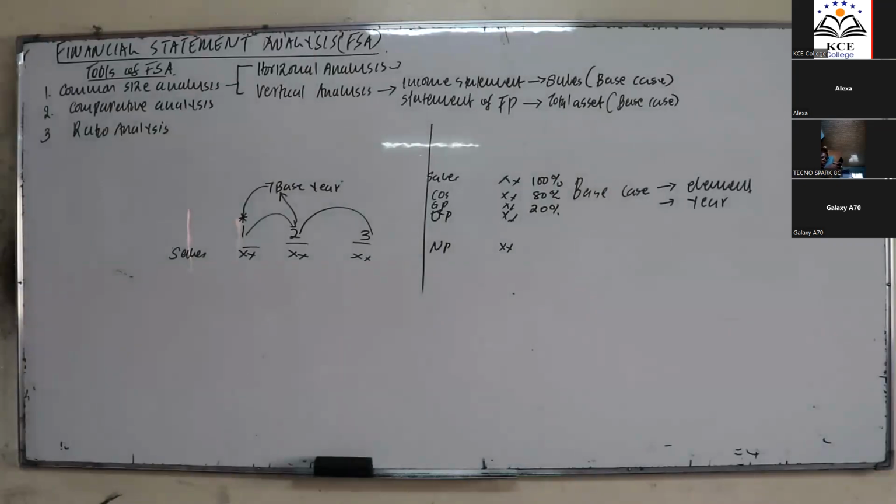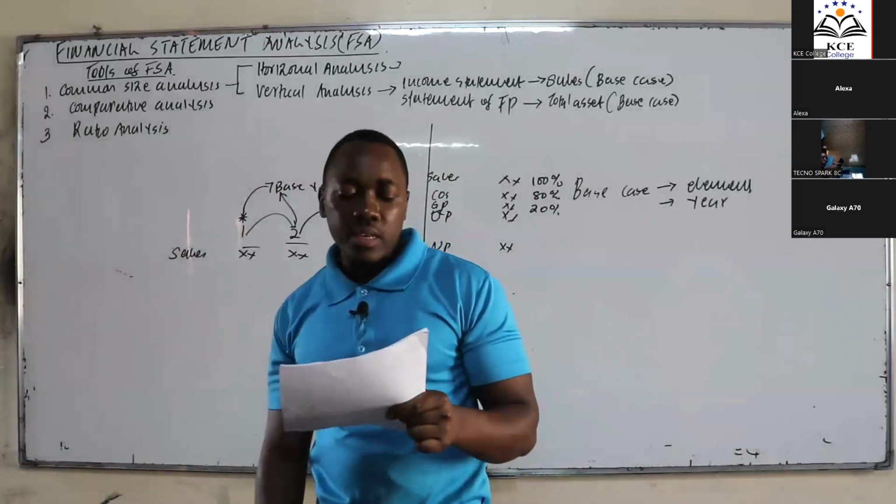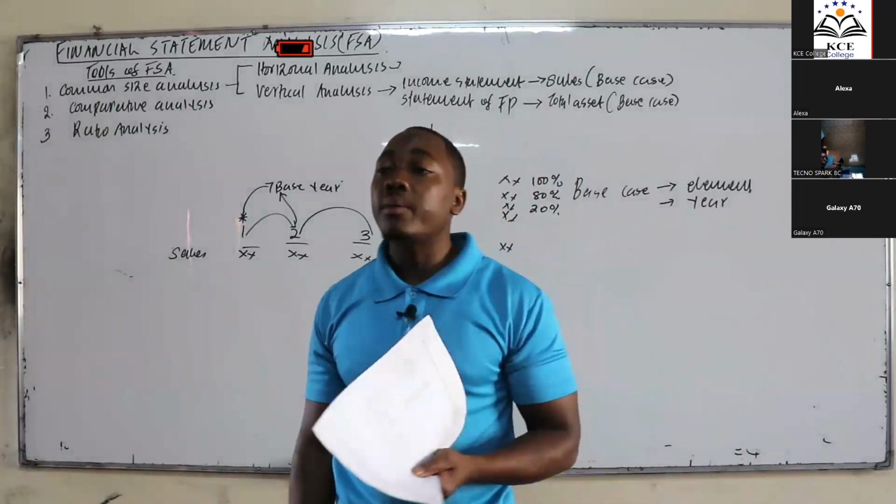So under common size analysis, it's categorized into two. Number one, we have the vertical analysis. Number two, we have the horizontal analysis. Let's start with the vertical common size analysis. In vertical common size analysis, each account or item in the financial statement is expressed as a percentage of a base case account.